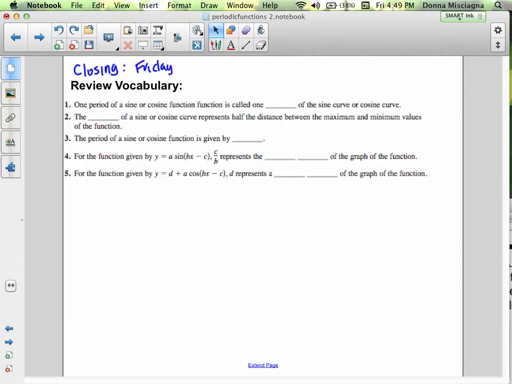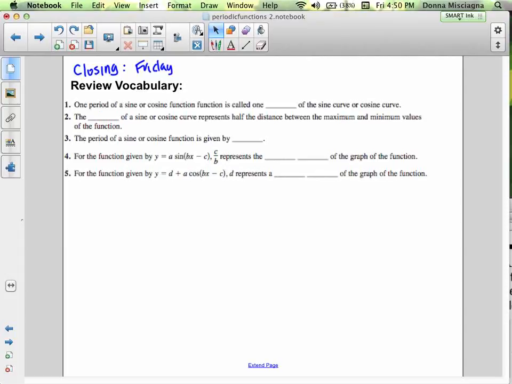The period of a sine or cosine function is given by, what's that formula that tells us the period for sine or cosine? Number 4, for the function given by y equals a sine bx minus c, c over b represents the blank blank of the graph of the function. Remember I showed you there were 3 ways to find this. One of those is taking c over b. For the function given by y equals d plus a cosine bx minus c, d represents a blank blank of the graph of the function.